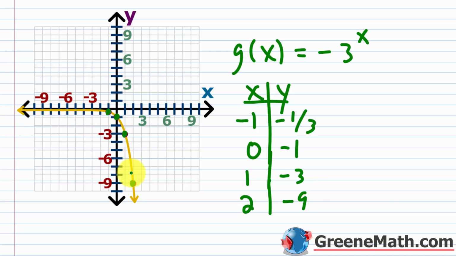You know this guy going to the left is going to approach the x-axis but not touch it. And coming to the right, we're just going to go through those points. And again, you just draw a smooth curve, put an arrow at the end.